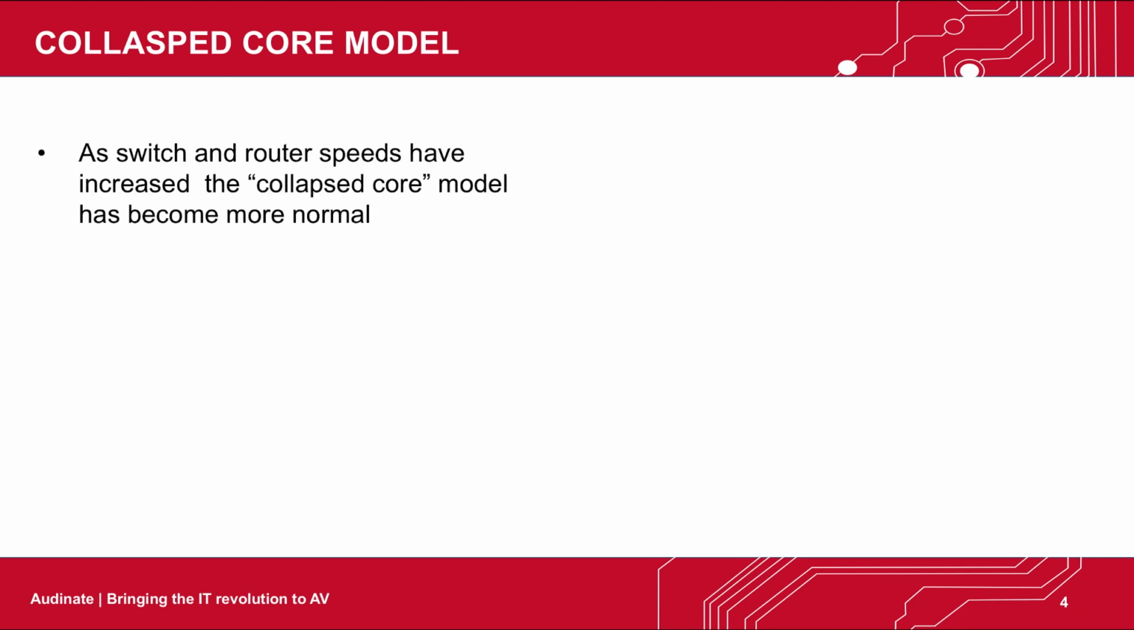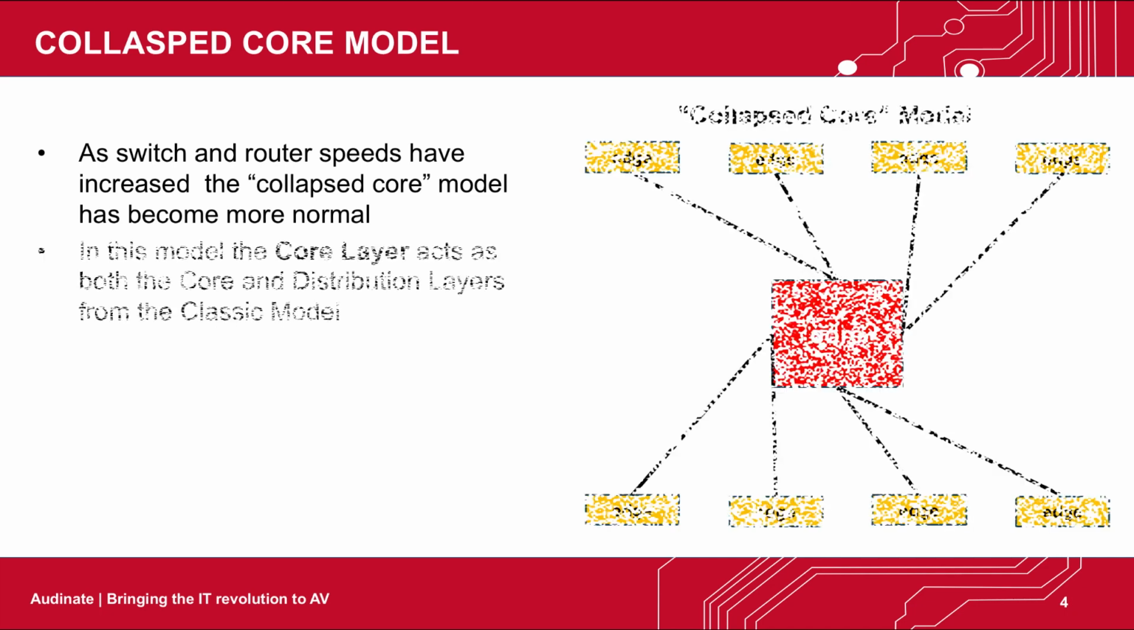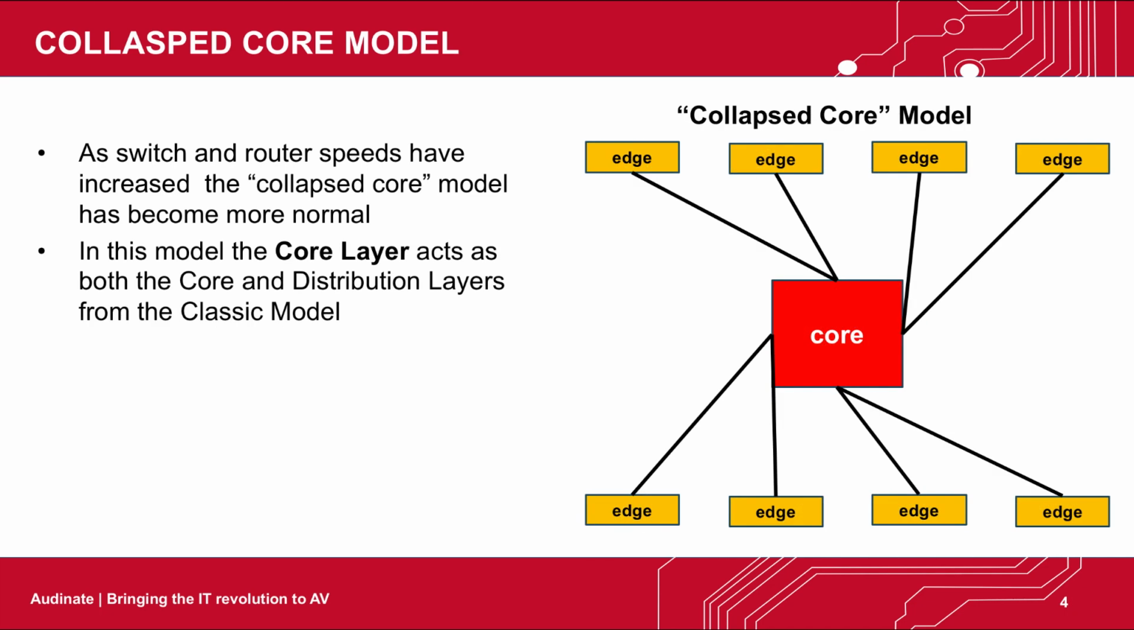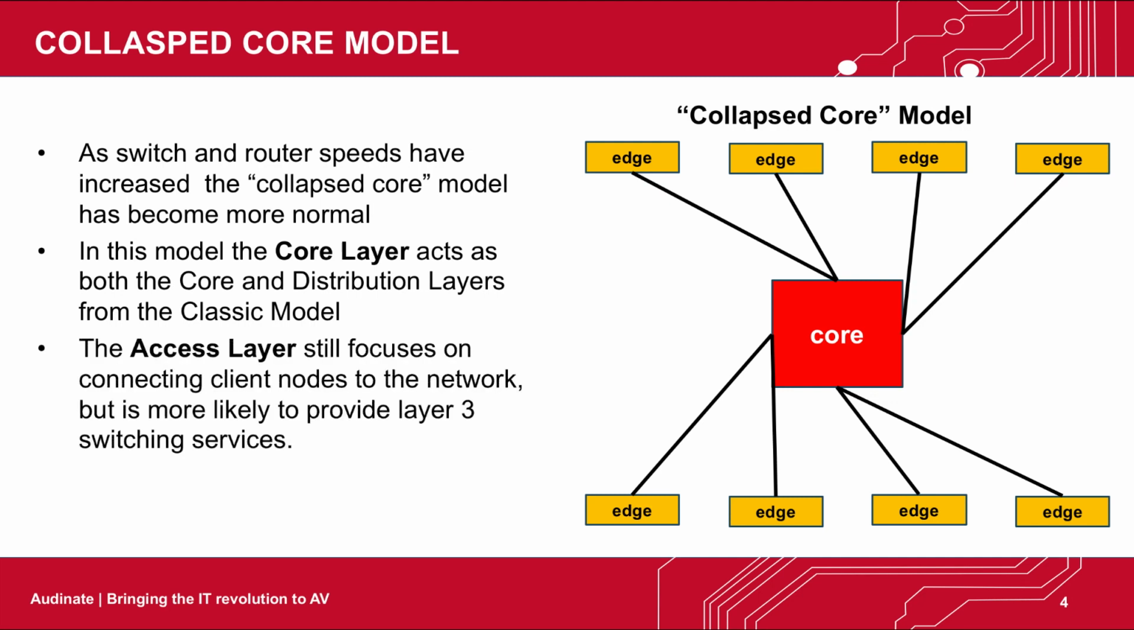As switch and router speeds have increased, collapsed core has become more normal. Like we mentioned previously, a 10 gigabit uplink is a completely valid solution to the bottleneck created in our example. In this model, the core layer acts as both the core and distribution layers from the classic model, which we saw earlier. The access layer still focuses on connecting client nodes to the network, but it's more likely to provide layer 3 switching services.